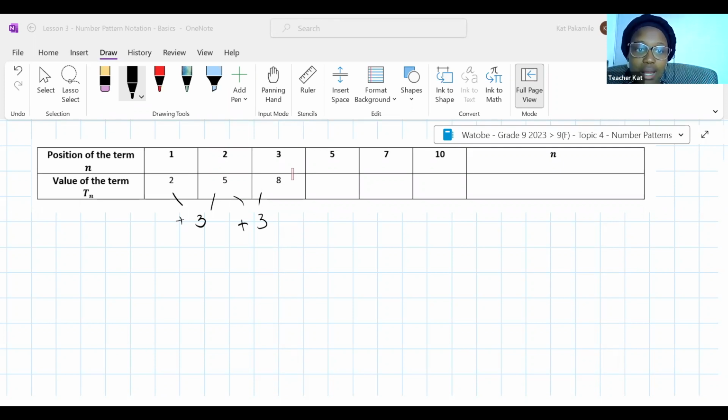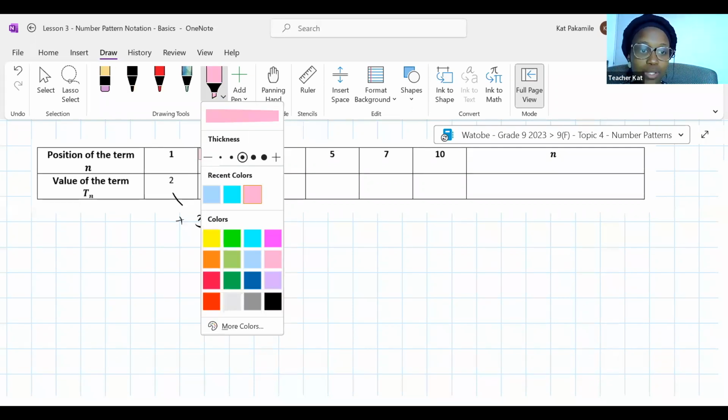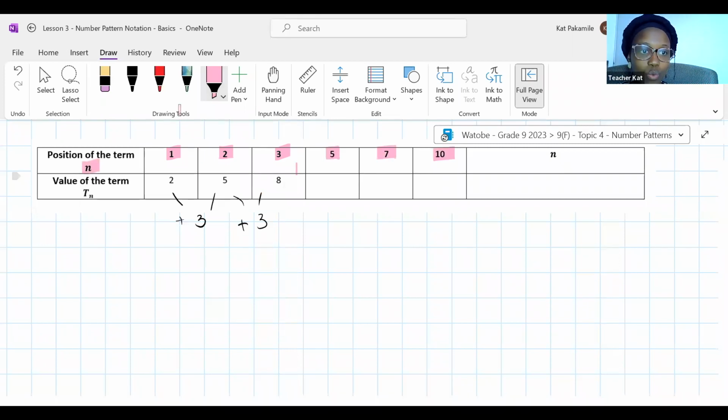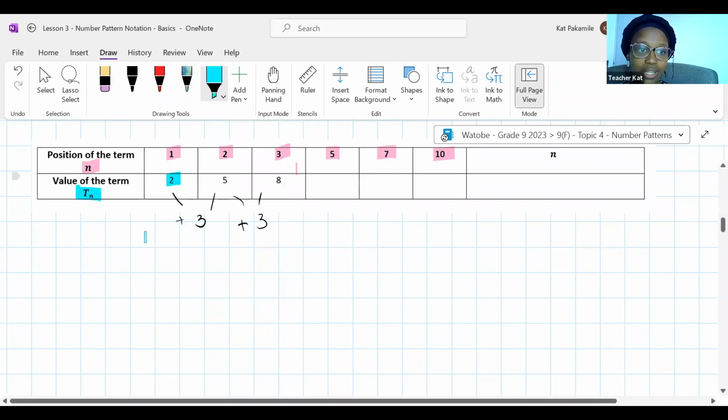Now, if we look up here, these are positions. These are your Ns. So in position number 1, we have a value of 2. So Tn is 2 when n is 1. When n is 2, Tn is 5. I'll write that down just now.